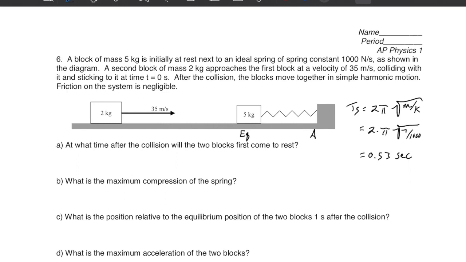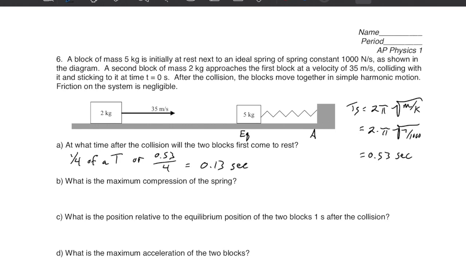The period is 2 pi times the square root of m over k, 2 pi times the square root of 7 over 1,000, which is 0.53 seconds. If we divide that by 4, we get that 1/4 of a period, the motion from equilibrium to amplitude, gives us 0.13 seconds.